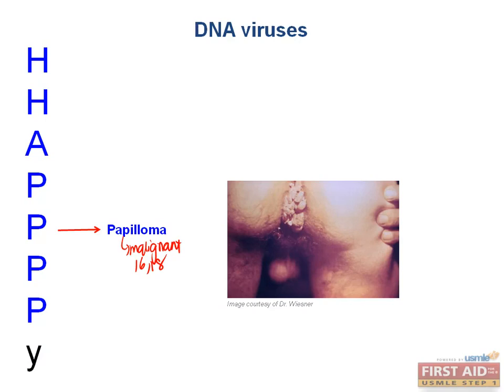HPV 16 and 18 cause most of HPV-associated cervical cancers. HPV 16 and 18 are also associated with intraepithelial lesions of the anus, which can lead to squamous cell carcinoma of the anus. This is more commonly seen in HIV-positive individuals.